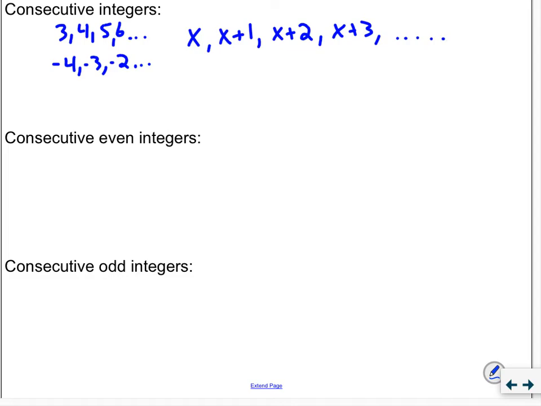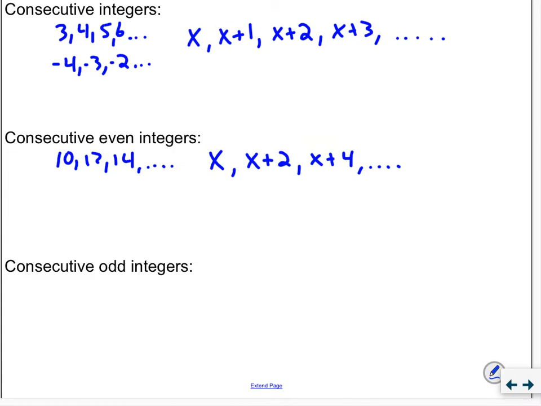So here's how we represent consecutive integers. If the first one is x, the next one's x plus 1. The next one's x plus 2. Oh, I kind of get it. So if I have consecutive even integers, and I'm using numbers like 10 and 12 and 14, they go up by 2s, right? So in general, I can call them x and x plus 2 because they go up by 2s. Yeah, you got it. The next one will be x plus 4, and so on.